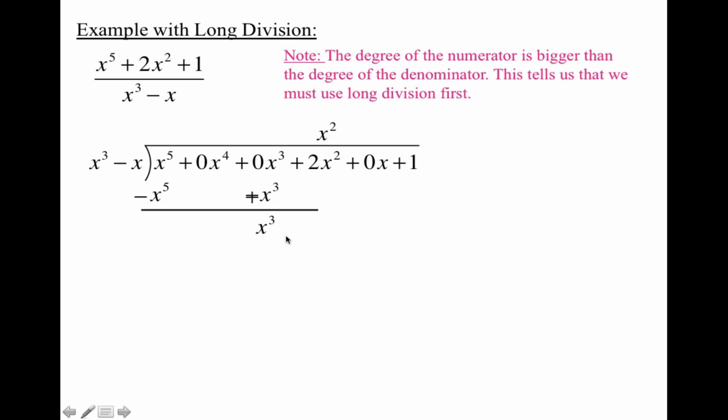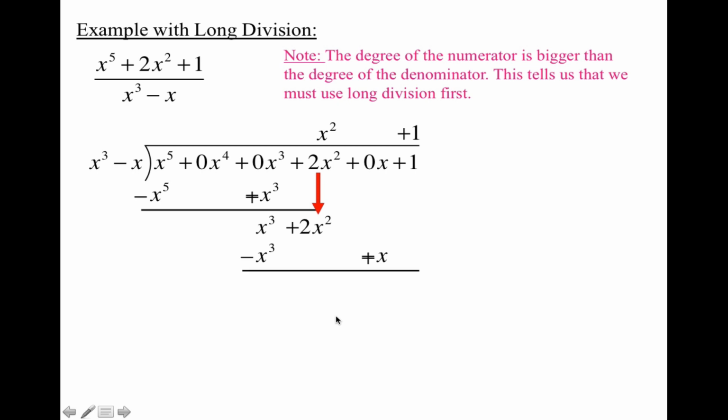Next step after you add or subtract this part, you bring down the next term, that 2x squared. Now I'm going to do the same thing like I did before. Take the first term, x cubed, divide it by the first term in the divisor, which gives me 1. So I put it over the constant term. Then I'm going to multiply the 1 through. So I get x cubed minus x.